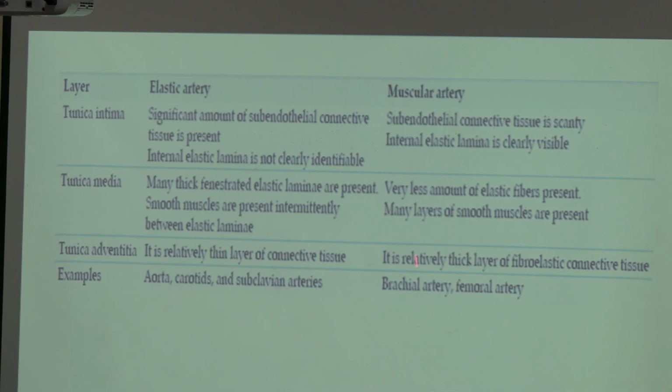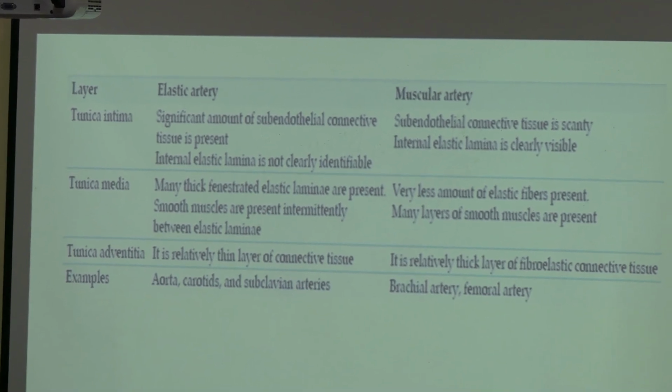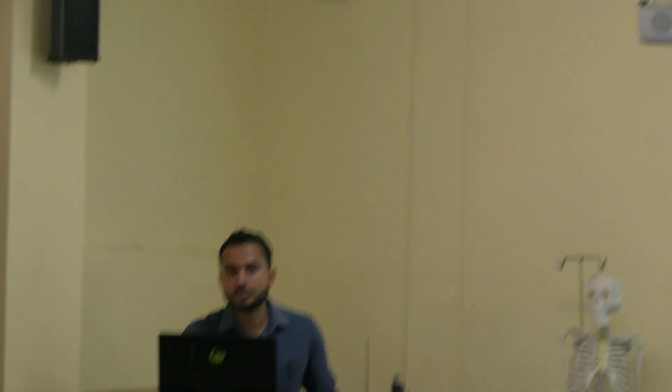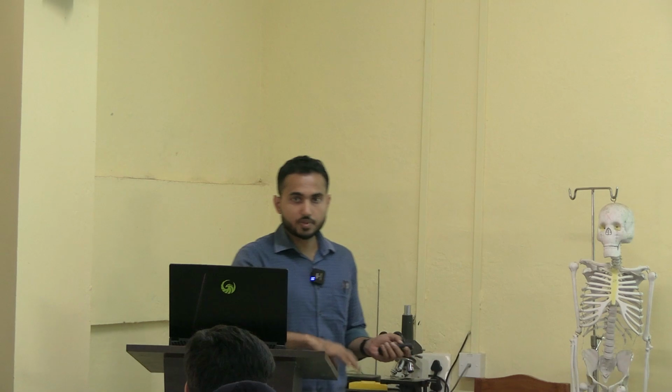What is the example of a muscular artery? Brachial artery, femoral artery, etc. So whenever you are studying, please study the examples also, because during the practical exam, examples will be asked. So that is all about the arteries. Next part is veins.